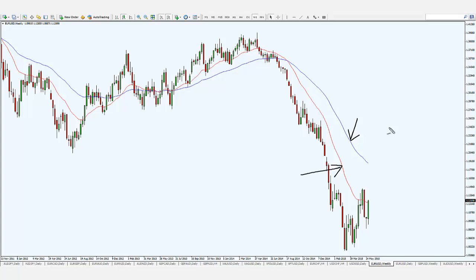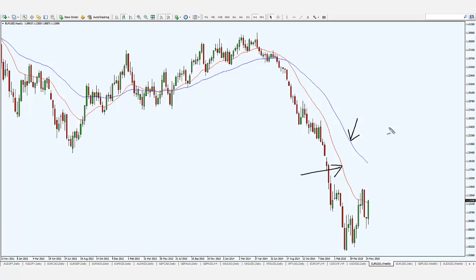And do understand, there is nothing magical about the 20 or 50 period moving average. Although I use them all the time, there's absolutely nothing magical about it. I use it because it fits my trading style, it fits my personality, and I know how to use it and incorporate it into my trading plan.